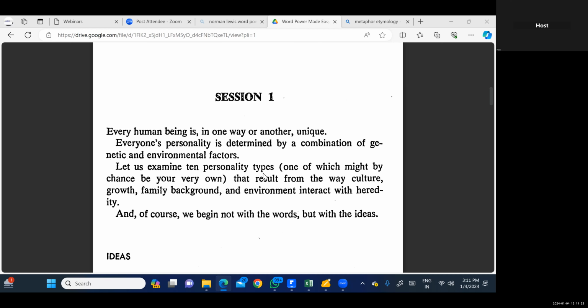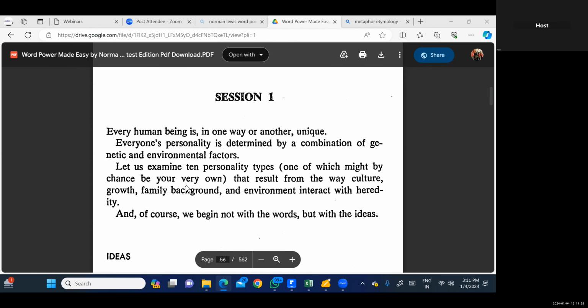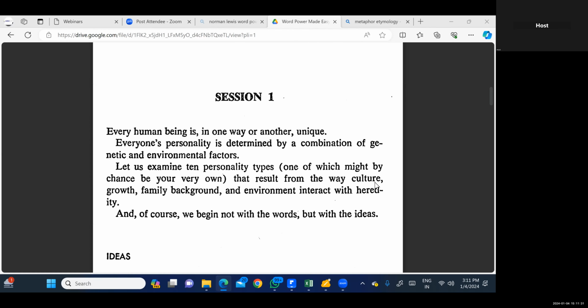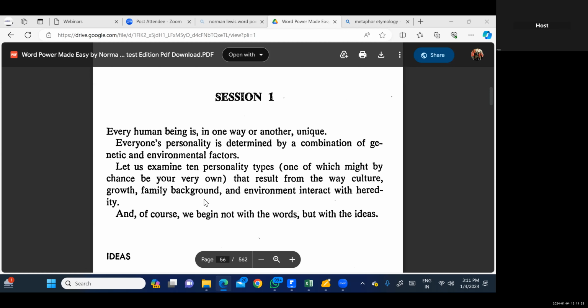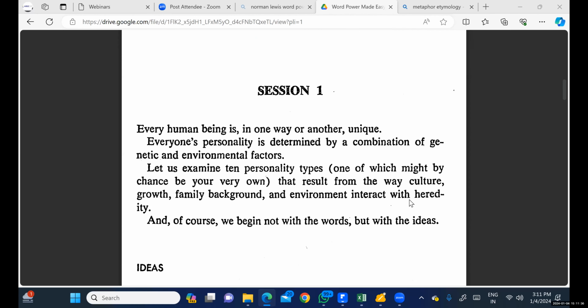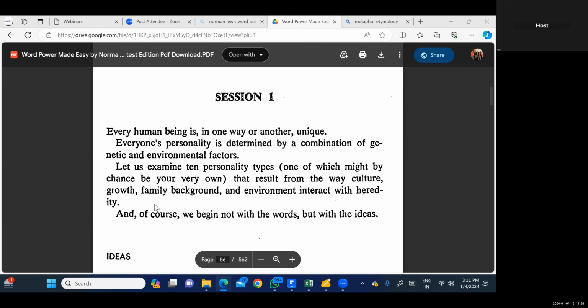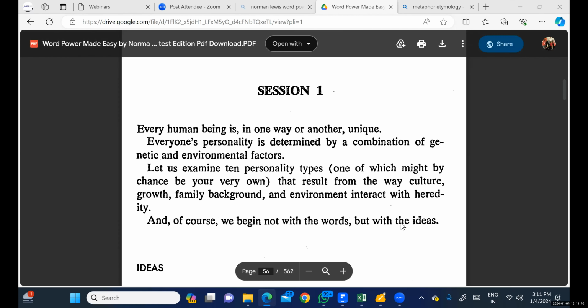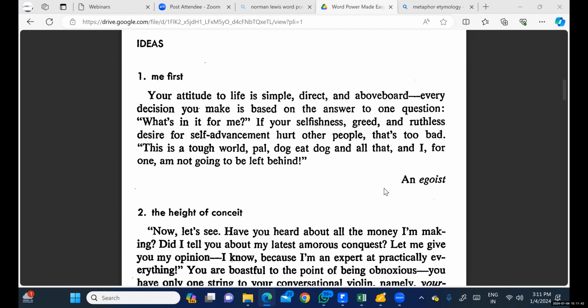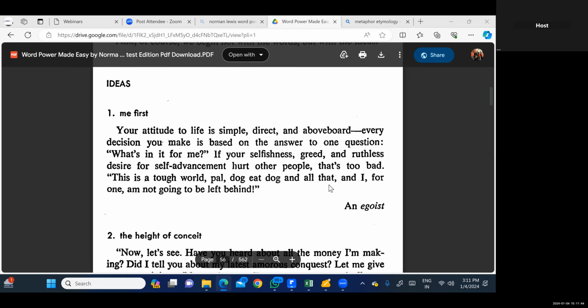Let's understand that if you have this personality, what is it called? If you have this personality, what is it called? One of which might by chance be your own. That result from the way culture, growth, family background, and environment interact with heredity. And of course, we begin not with words, but with ideas. Okay, let's see the ideas. This is very interesting.